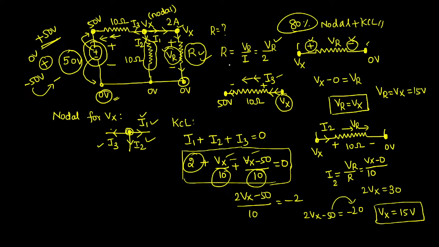So what is the value of resistor R? We know R equals the voltage drop across the resistor, which is 15, divided by the current flowing through the resistor, which is 2. 15 by 2 will become 7.5 ohm. So what is the correct answer? 7.5 ohm is the correct answer for this question. Chalo. I hope you all got the basic idea.